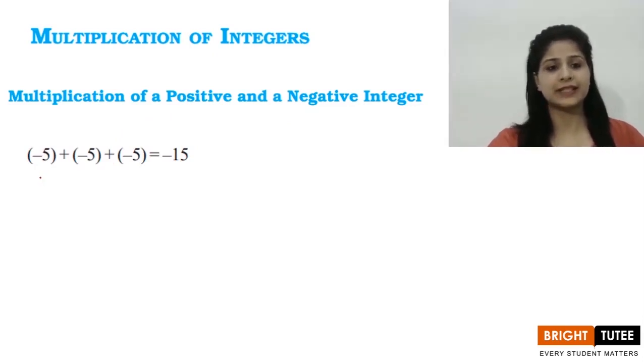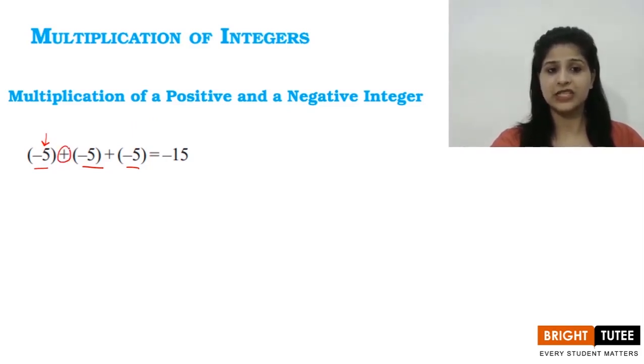Okay, let us consider minus 5 and minus 5. We are adding the same integer. You see, minus 5 is the integer, and addition is the operation that has been performed here. So we are adding the same integer 3 times: minus 5 and minus 5. What do we get? Minus 15. How? Minus 5 and minus 5.